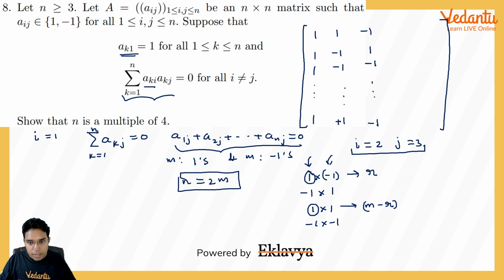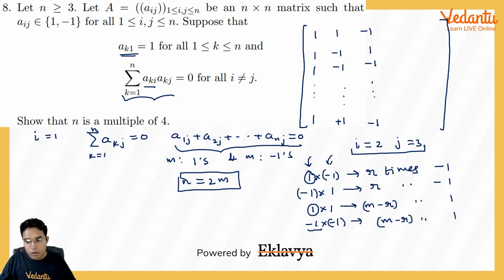So this product, if it is happening r times, this 1 into 1 will be happening m minus r times. And once again in the third column, this minus 1, if it appears r times here, then this minus 1 here will appear m minus r times. So this product will be happening m minus r times. Once again, this minus 1, if it is appearing m minus r times here, will be appearing r times here. Now this first product, as you know, will be minus 1. Second product will also be minus 1. This third product will be plus 1 and the last product will also be plus 1.